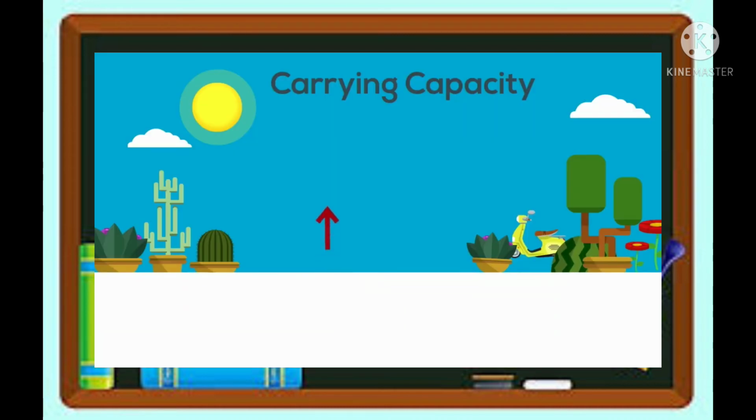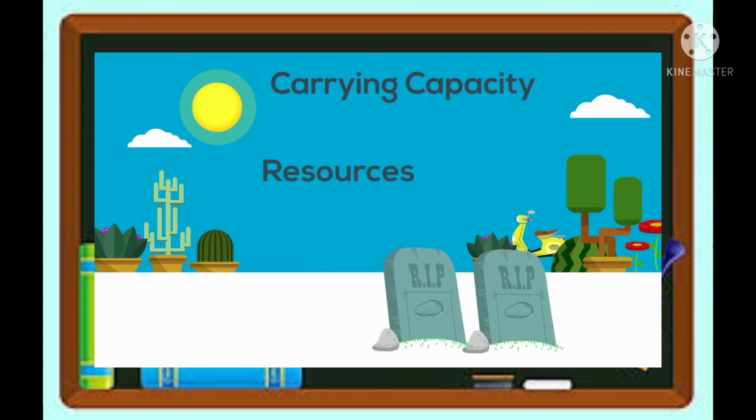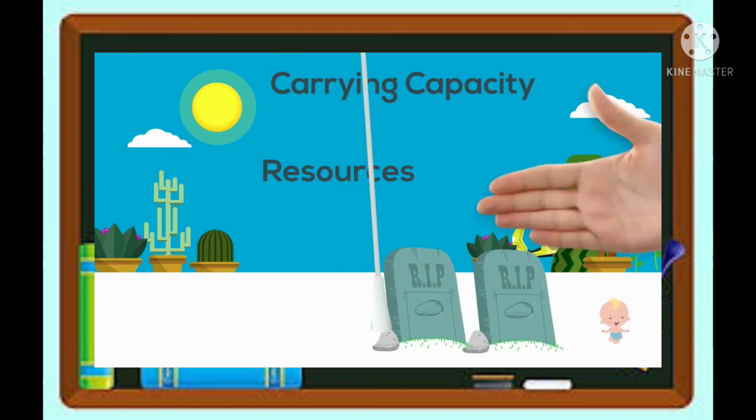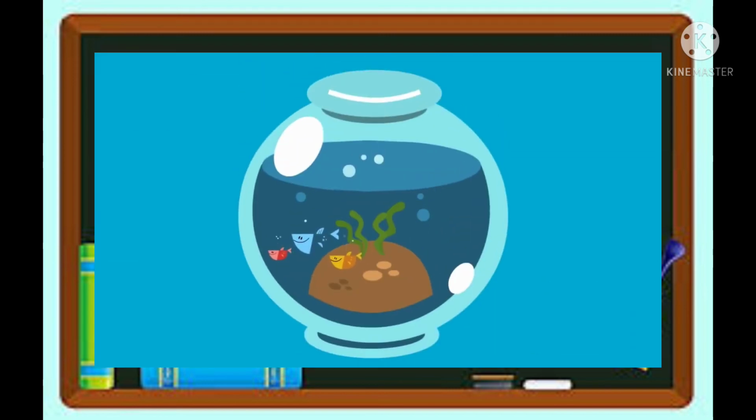As a population nears the carrying capacity, resources become limited. And if a population exceeds the carrying capacity, deaths begin to outnumber births. Let's take a look at the fish family that live in the fishbowl. Life is plentiful. There's plenty of space. There's food to eat. There's energy from the sun. And they're able to reproduce.